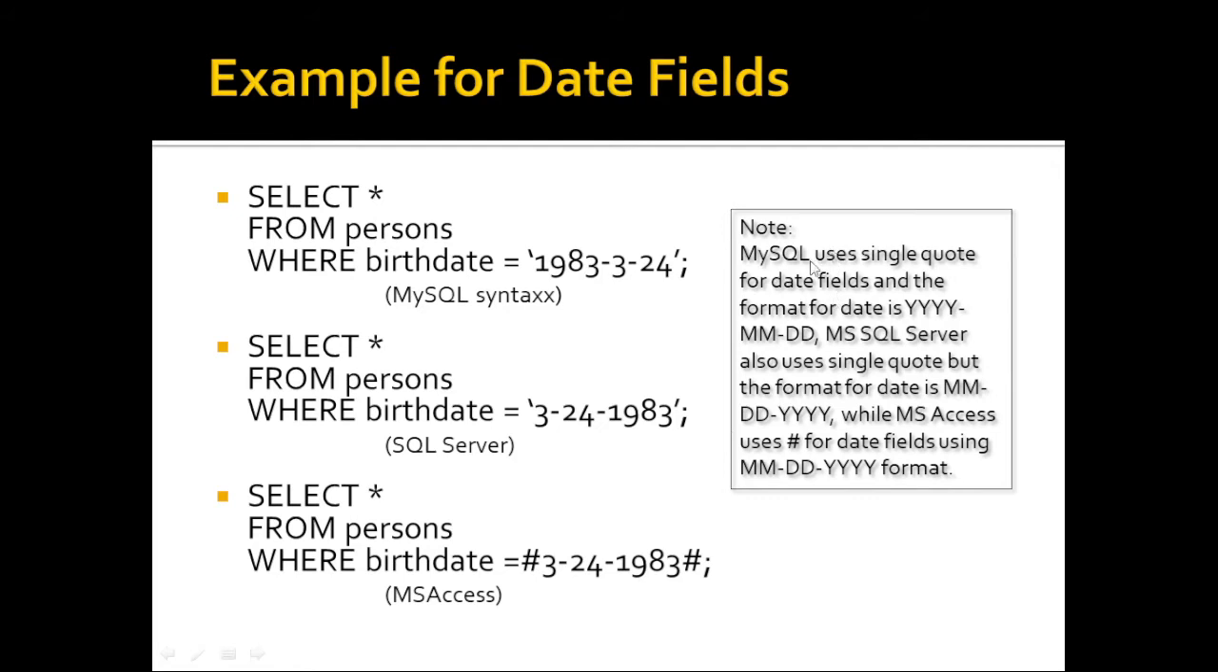So take note that MySQL uses single quotes for date fields and the format of the date is year, month, day. MS SQL Server also uses single quotes, but the format for date is month, day, year, while MS Access uses the octothorpe, or the number symbol or the hashtag symbol, for date fields using month, day, year format.